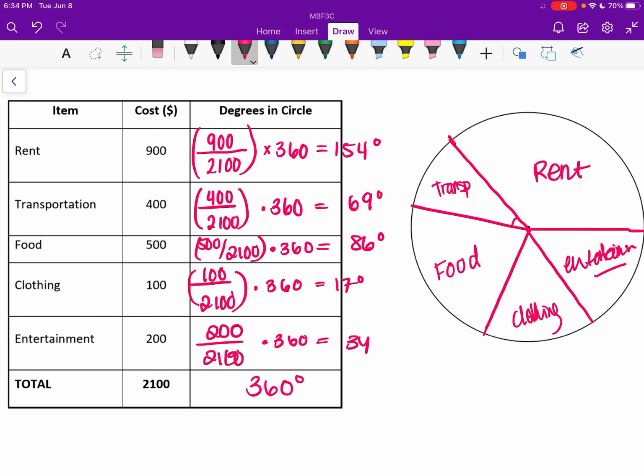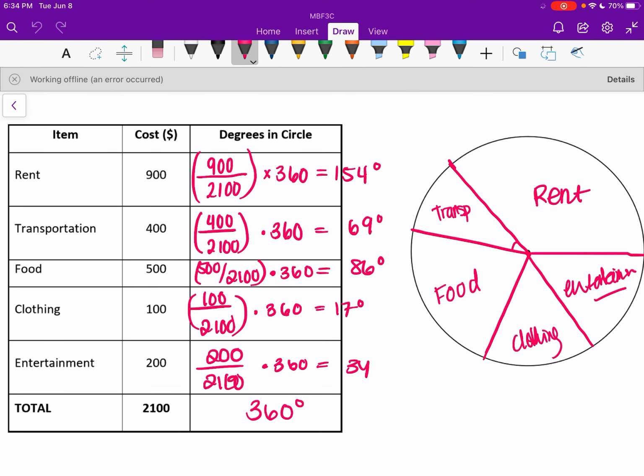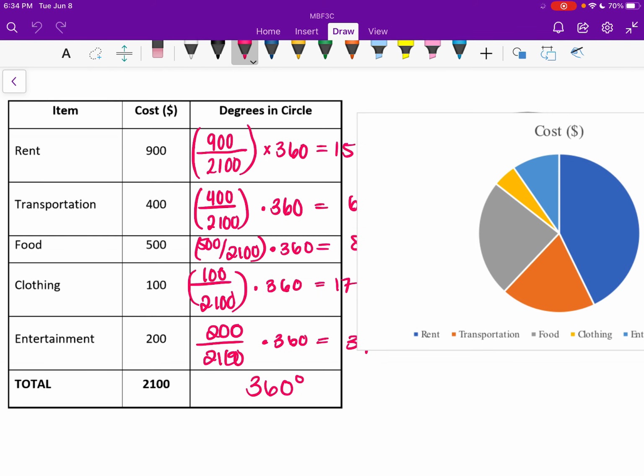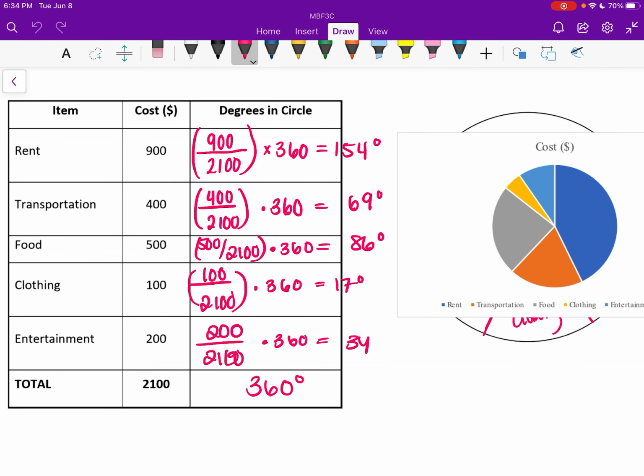So this is a more accurate representation of what your graph should look like because this one actually used the protractor and I didn't. So that's what your pie graph should look like, right? Again, better representation because they actually used a protractor, but if you had used a protractor, this is what it would show up like. Okay, and that is it.